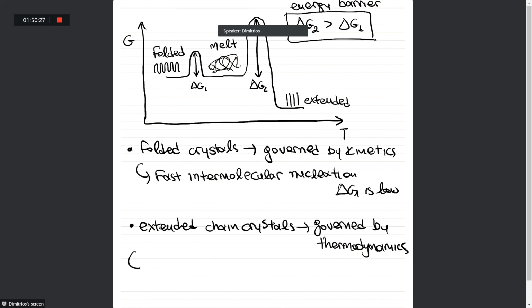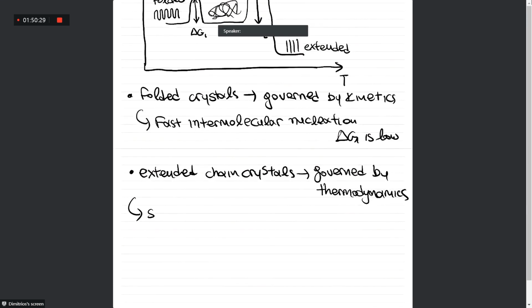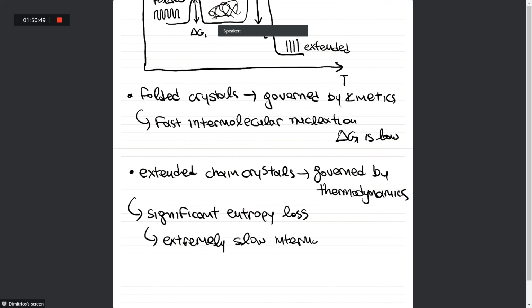Okay, so we have, and in this case we have extremely slow intermolecular nucleation. So delta G2 is high.